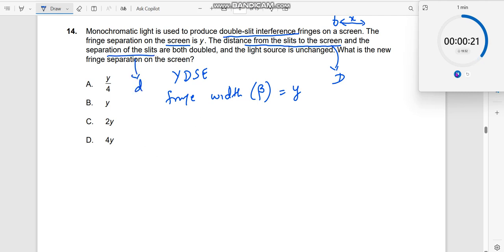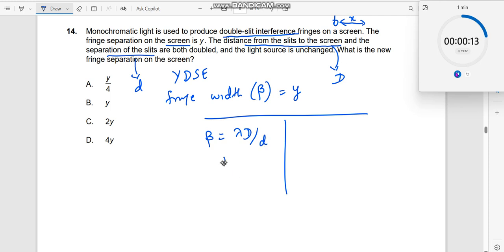So first, let us write like this. Initially, when you have beta as your fringe width, we know this expression is given by lambda D divided by small d. This is capital D, this is small d. Now what is happening? This capital D is made 2D, small d is made 2d. And the light source is unchanged. Lambda dash, this is lambda, here also lambda.